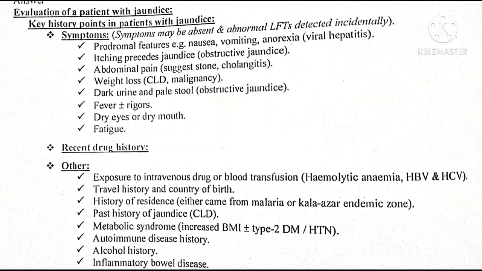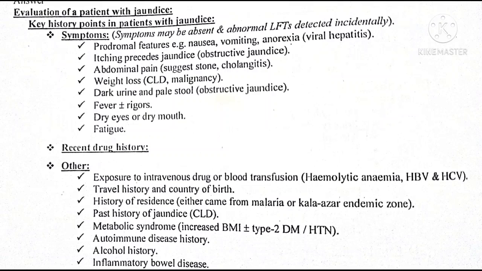Recent drug history can be found, and other symptoms are exposure to intravenous drug or blood transfusion, which may cause hemolytic anemia, hepatitis B virus, and hepatitis C virus. Travel history and country of birth may be relevant, and we have to take the history of residence, whether the patient has come from a malaria or Kala-Azar endemic zone. Then past history of jaundice should be taken.